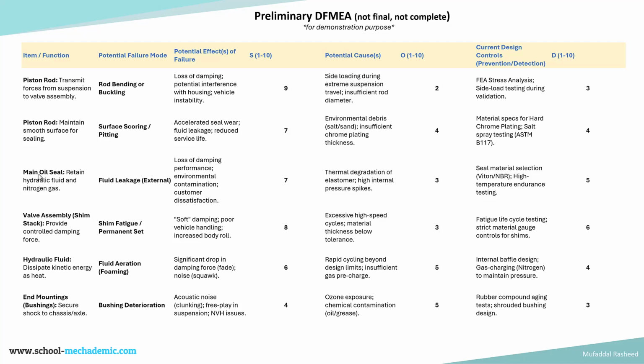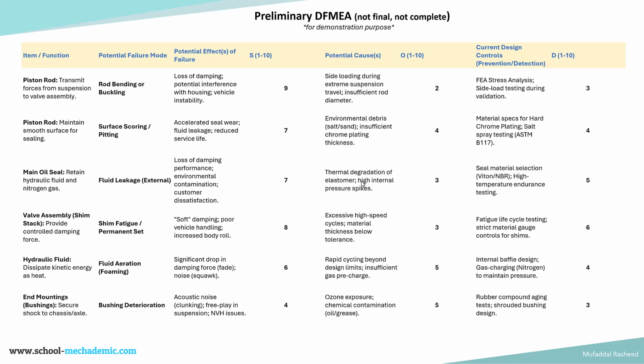So in the third line we have the main oil seal, and the function of that oil seal is to retain the hydraulic fluid and nitrogen gas. And then the potential failure mode is fluid leakage. So the fluid leakage which we had seen in the unintended output is related over here in this failure mode. So if we get a fluid leakage in the shock absorber on the vehicle, we can relate it to the oil seal through the DFMEA. We will know that the leakage might have occurred due to a failed oil seal. So the potential effect of failure is the loss of damping performance, environmental contamination, customer dissatisfaction.